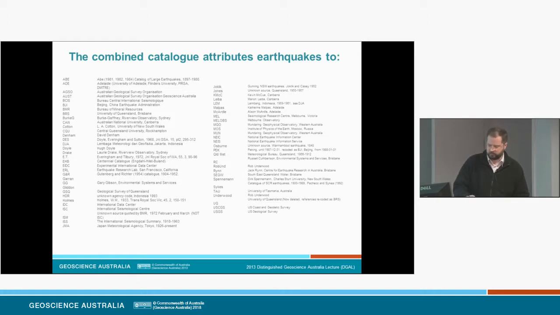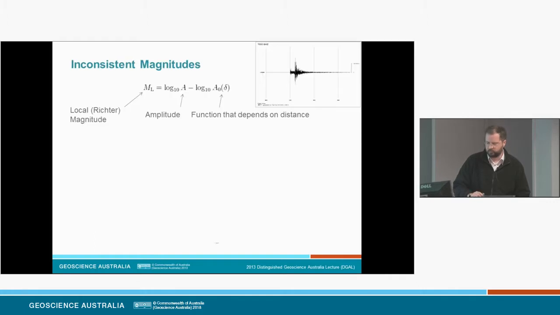I'll talk about one example which caused us the most grief for this particular project, and that is the definition of this tricky word called magnitude. What is earthquake magnitude? Well, I'll just give you one example. This is what's called the local magnitude. It's sometimes called the Richter scale. It's the one you hear about in the news all the time.